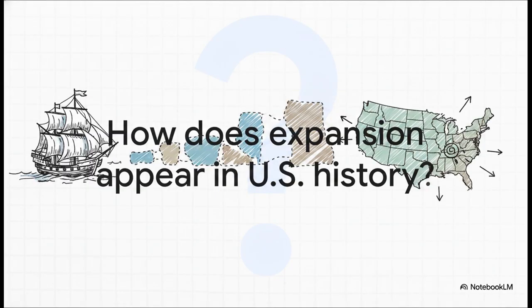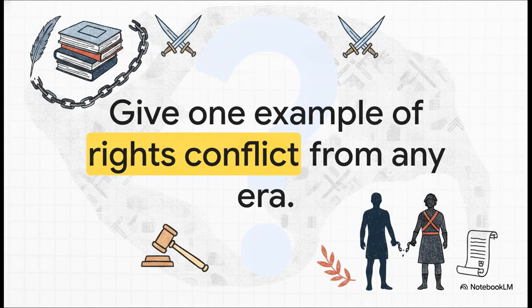Okay, let's move to question 2. How does the theme of expansion appear in U.S. history? Think back to that timeline we explored just a minute ago. From the very early explorers mapping the coast all the way to the Louisiana Purchase, doubling the size of the country. It just keeps growing. You ready for the third one?